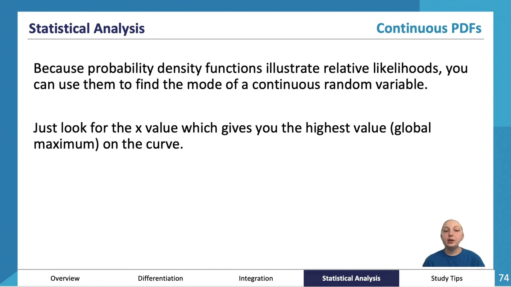Okay, so because probability density functions illustrate relative likelihoods, you can use them to find continuous random variables just by looking for the x value which gives the highest value or the maximum on the curve.